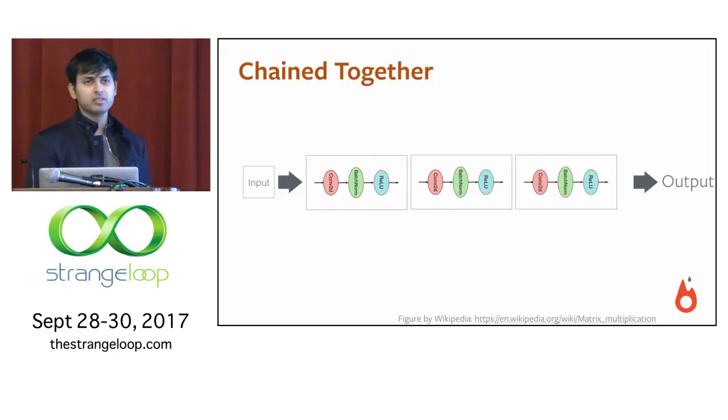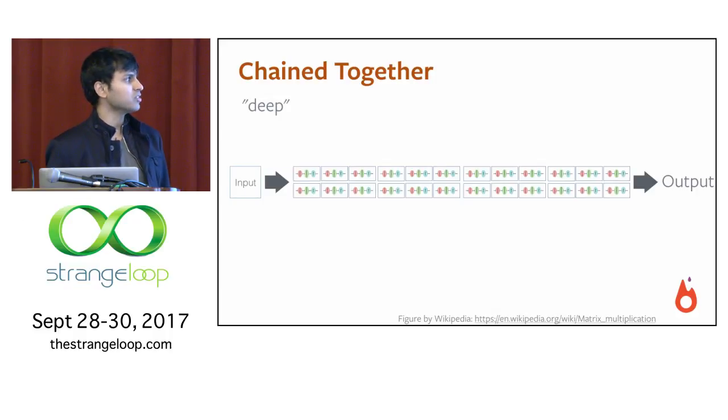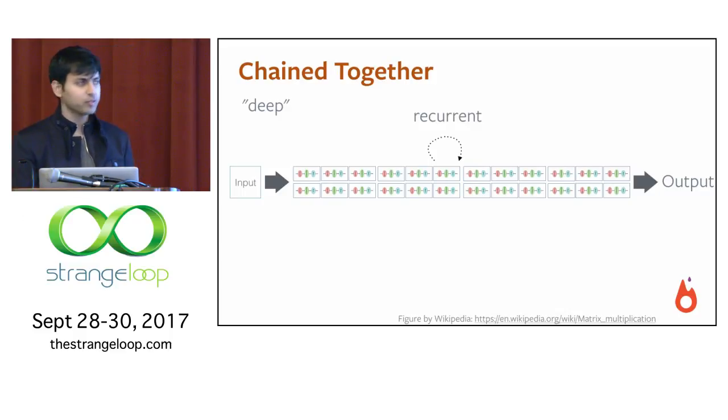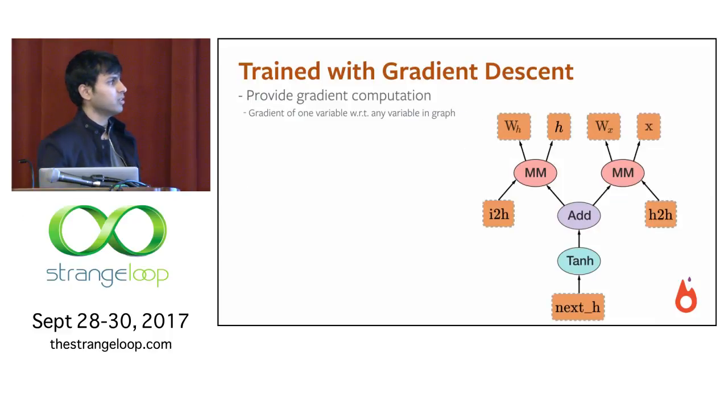And this subfield is called deep learning, because you essentially make these neural networks really deep. You chain them together quite deeply. And then if you have some kind of cycle where one of the outputs is going to itself as an input, then that's called a recurrent neural network. And they're all trained with this algorithm that we call gradient descent.